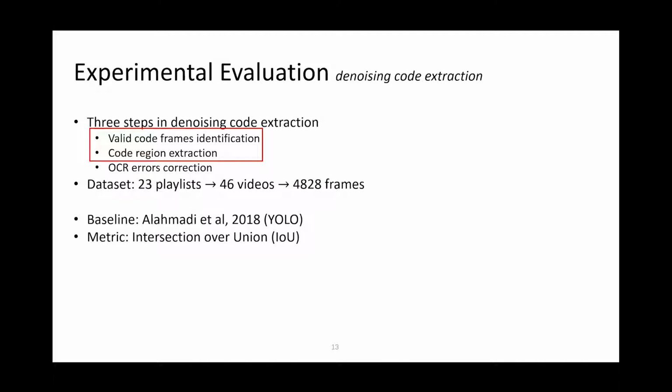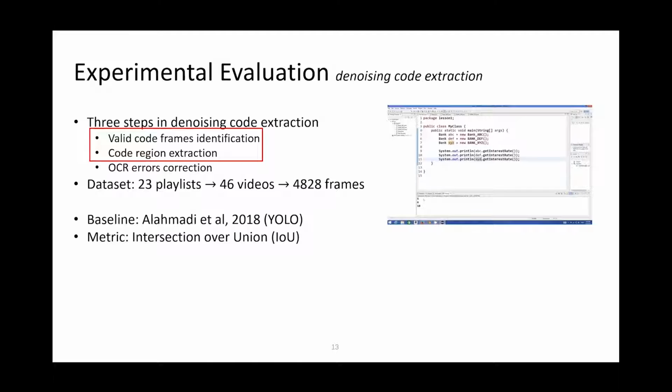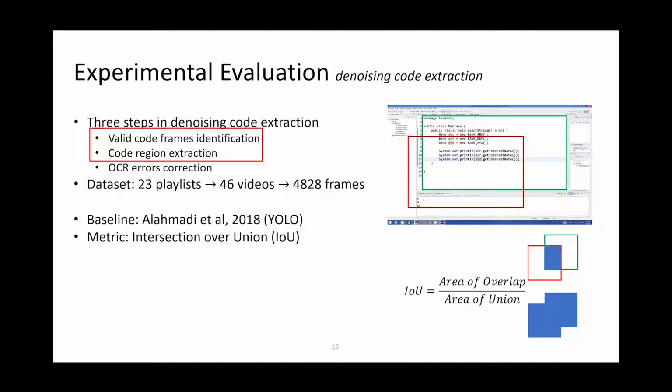Here, we use the metric intersection over union to measure the accuracy of the predicted code region bounding box. In this frame, the green bounding box is the annotated ground truth, while the red one is predicted by the model, and the IOU is calculated by dividing the area of overlap between the bounding boxes by the area of union. A higher IOU suggests a more accurate predicted bounding box.